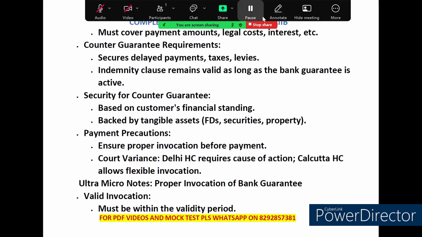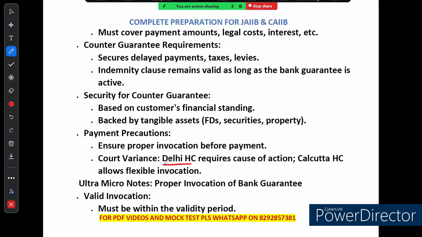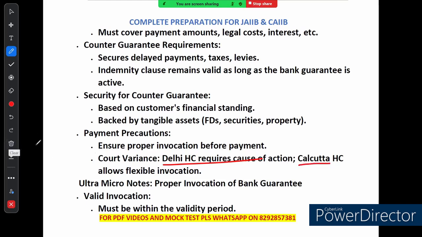For instance, the Delhi court requires a cause of action, while the Calcutta High Court allows a more flexible invocation, right? So that is all about that. Now let's talk about the proper invocation of the bank guarantee.